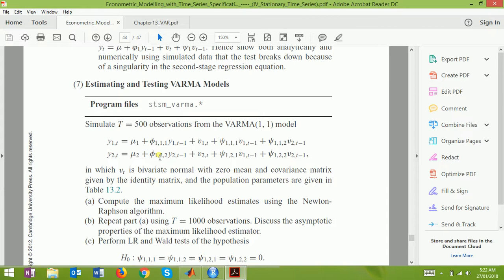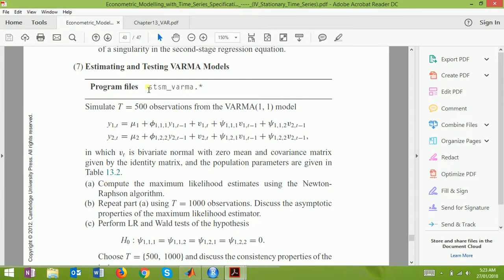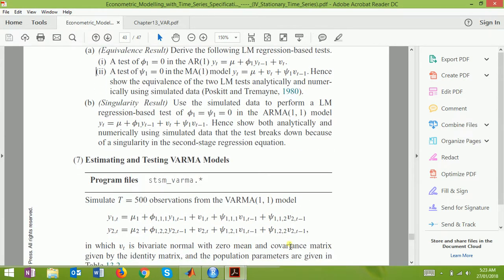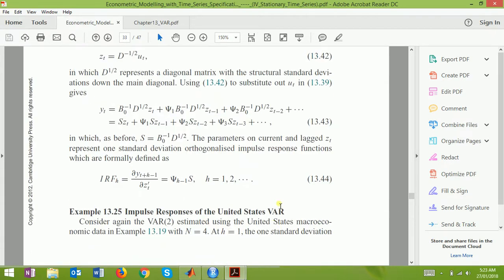There is one equation on variable 2, in which Vt is a bivariate normal, where the structural variance is a bivariate normal with a zero mean and covariance matrix given by the identity matrix, and the population parameters are given in table 13.2. So let's have a look into table 13.2. We're on page 43 now.